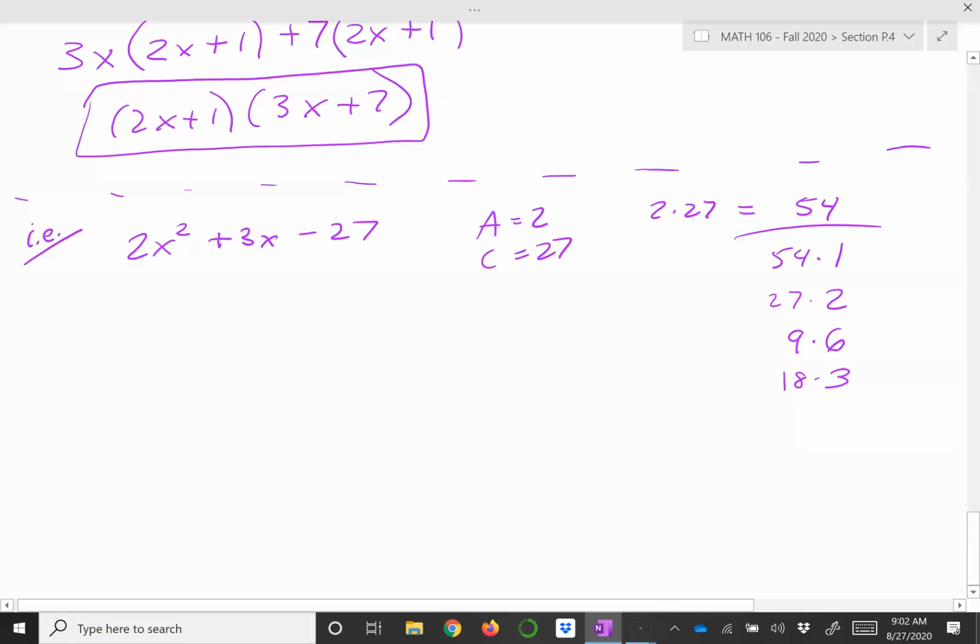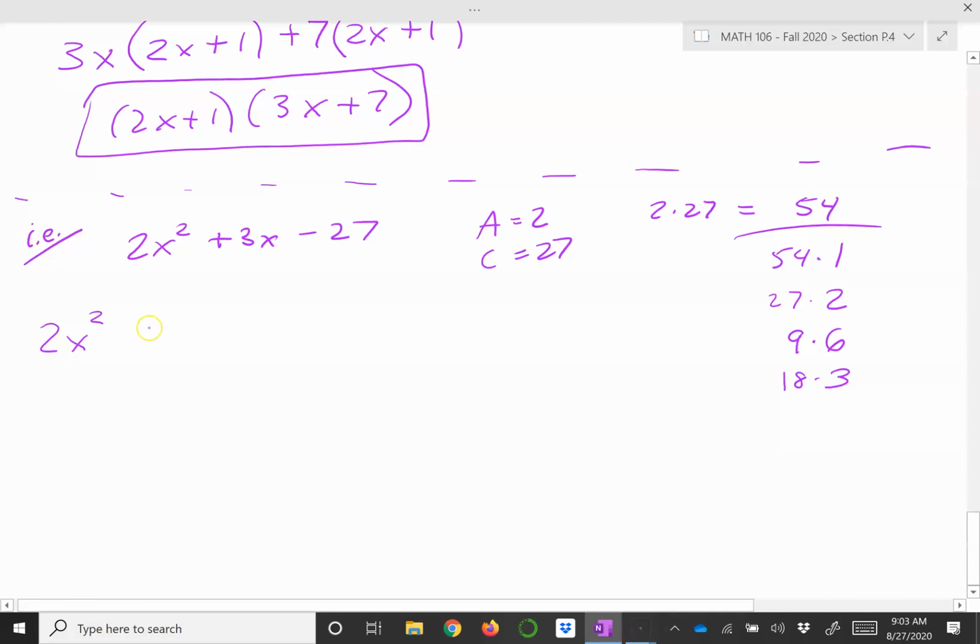Okay, so if you look at the middle term, it's 3x, positive 3x. Can I get that from any of these factors? Yeah, I can get it from the 9 and 6. All right, so I'm going to leave my 2x squared out front. Now, I've got to get a positive 3x, which means, I can't add 9 and 6. Like I can't put plus 9 plus 6, right? I have to have one of them positive, one of them negative, right? So which one's going to be positive? It's going to be the larger term, right?